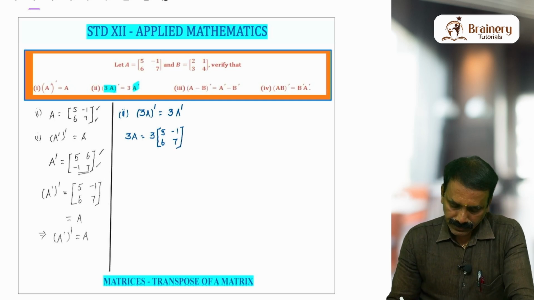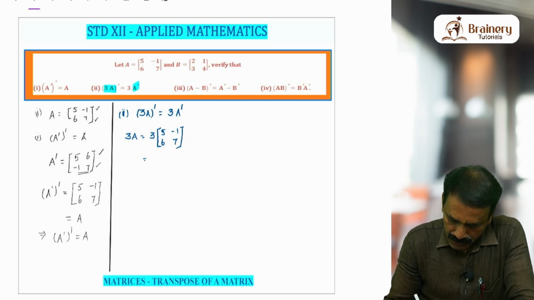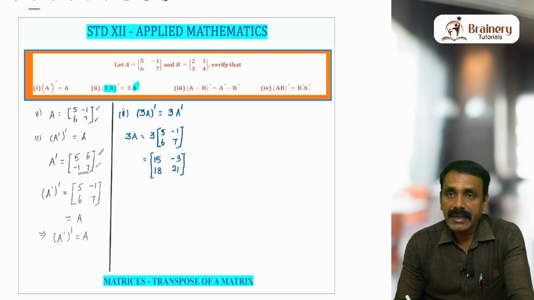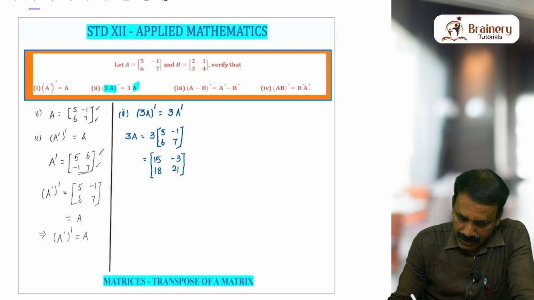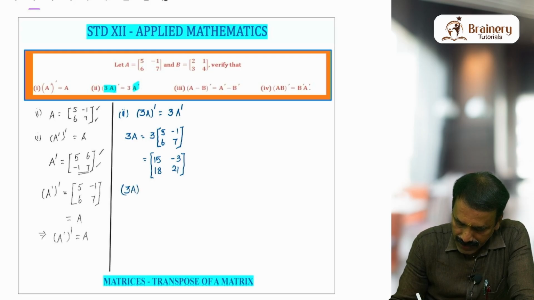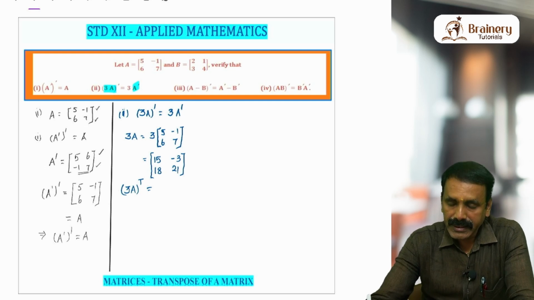Is it clear? So it is equal to 3 into 5, 15, 3 into minus 1, minus 3, 3 into 6, 18, 3 into 7, 21. So we multiplied 3 to all the elements of the matrix A. Now I am going to find out what is 3A transpose. I found out the 3A matrix. I am going to find the transpose.